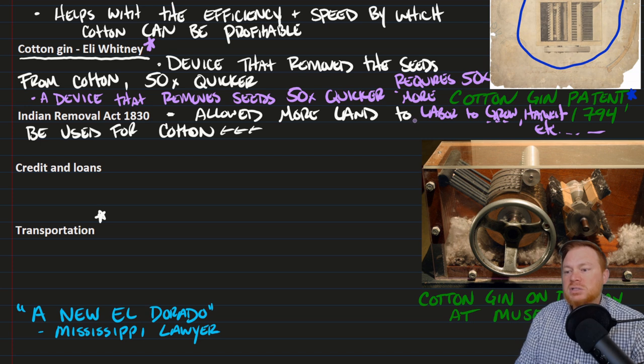And so what we're going to see here is not just an expansion of the cotton industry, but also an expansion of slavery. And that is probably the most important consequence of the shift to the cotton economy that we find in the American South.